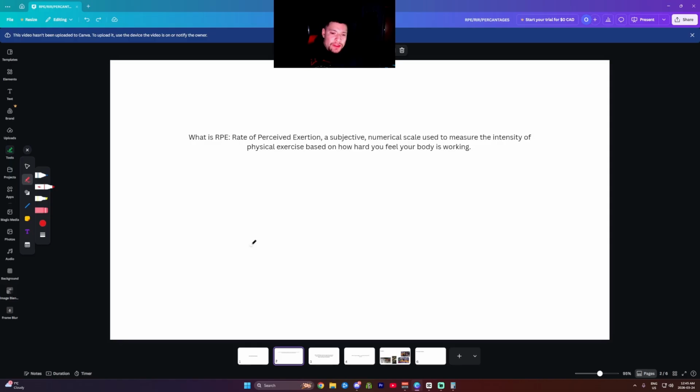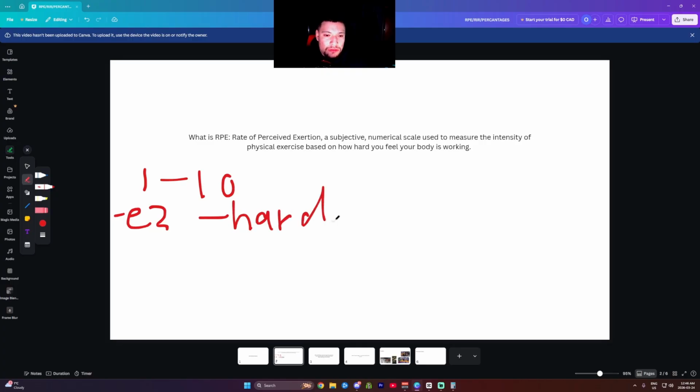And so this RPE has a scale. The scale is rating from 1 to 10, 1 being the lowest, 10 being the highest. So 1 basically means it's easy. 10 means hard.